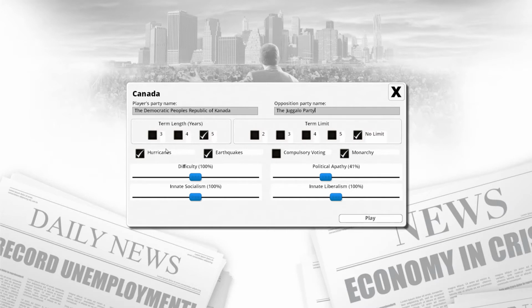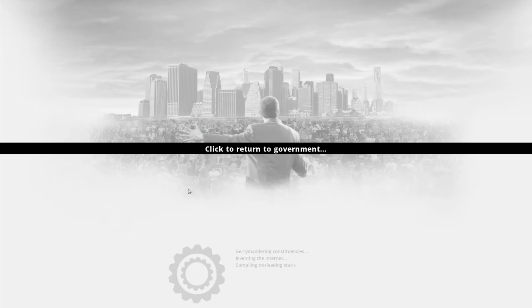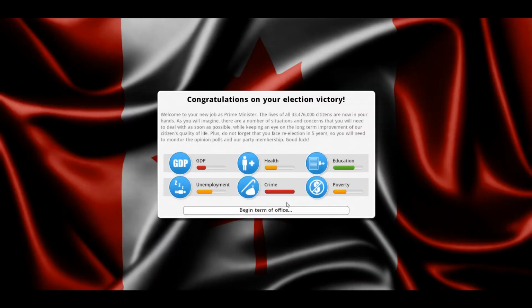So yeah, the term length, term limit, hurricanes, earthquakes, things like this. These generally just match whatever country you've chosen, but you can adjust them a little bit if you want to. I'm just going to play with the set rules here. Now, when you first open this game, it's kind of complicated. You just see a bunch of, well, let me show you.